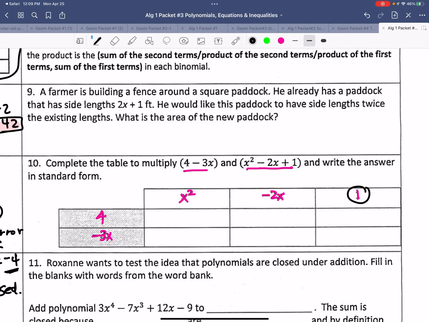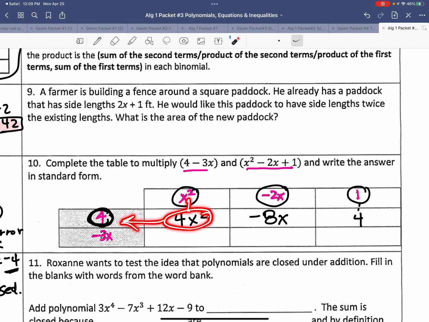Now, it's actually usually easier for kids to do the numbers first. So I'm going to do that first, right? We go 4 times 1 is 4, right? So this would be 4 times a negative 2x, so that'd be negative 8x. Now this next box is 4 times x squared, so that's 4x squared. So we notice this is the multiplication of these two. This is the multiplication of these two. This is the multiplication of these two.